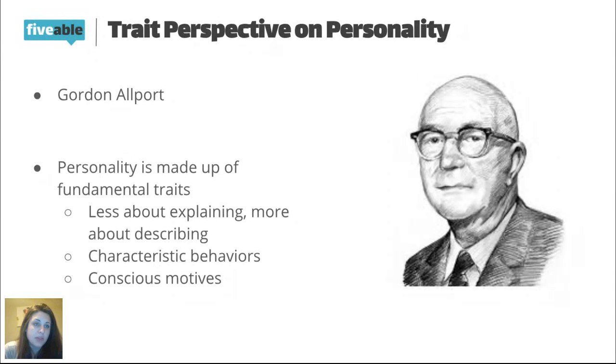He came up with this idea that personality is made up of fundamental traits. Whereas the humanistic and psychoanalytic perspectives try to explain where our personality comes from, through growth and unconscious motives, Allport didn't really care about where it came from. He cared about how we describe people. He came up with patterns of characteristic behaviors, things like extrovert and introvert, which is how we would label someone based on their personality.